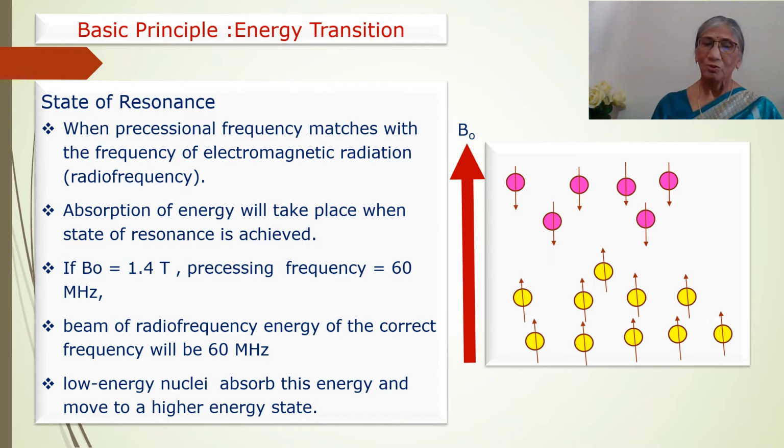If we give a frequency other than 60 megahertz here, then there will be no absorption because the state of resonance is not achieved. So the state of resonance is achieved only when the precessional frequency matches with the frequency of electromagnetic radiation, and the nuclei present in the lower energy state will show absorption and flip to the higher energy state, and their spin orientation will change.